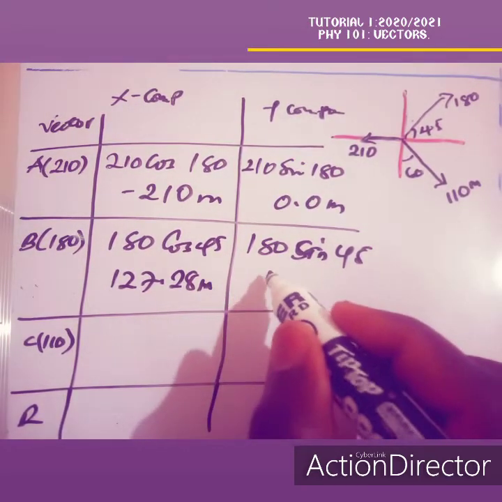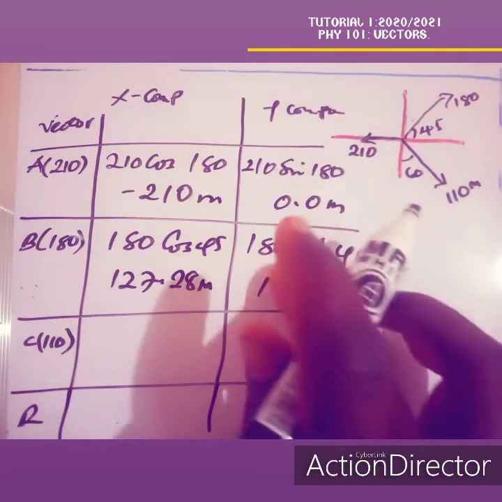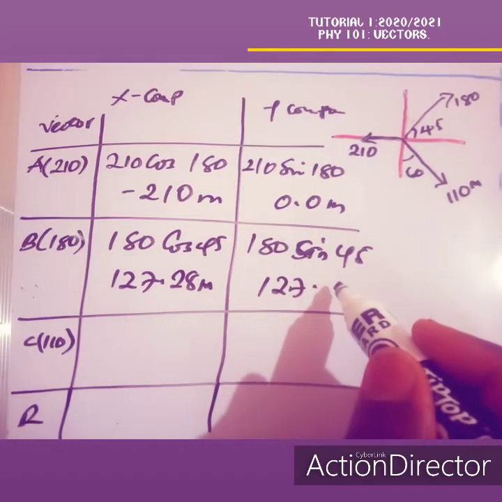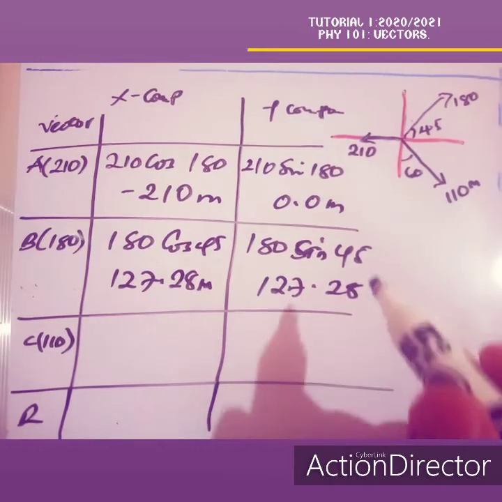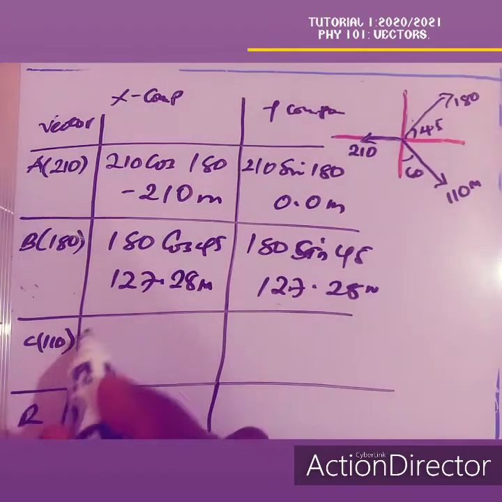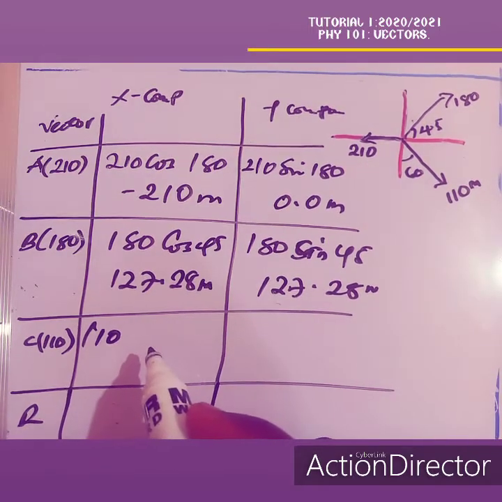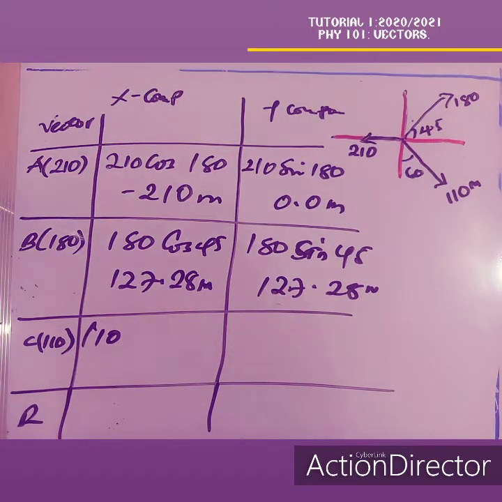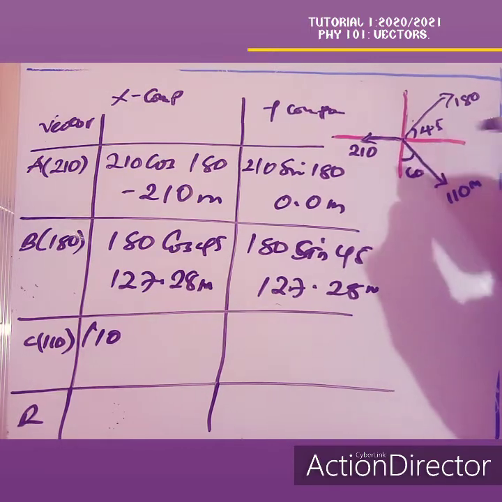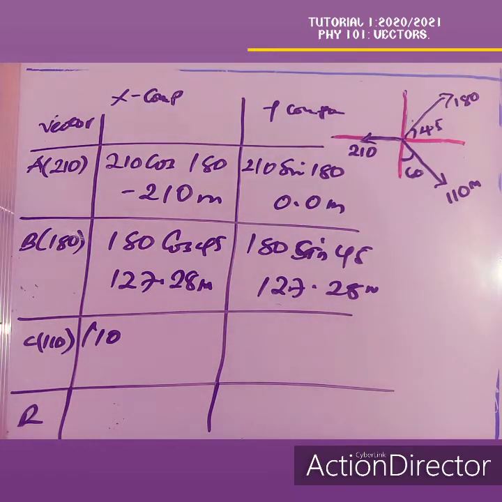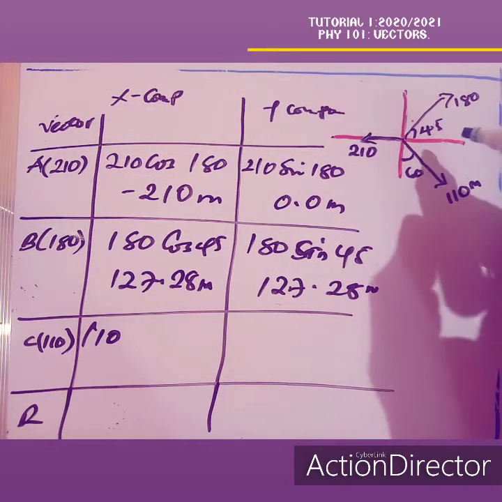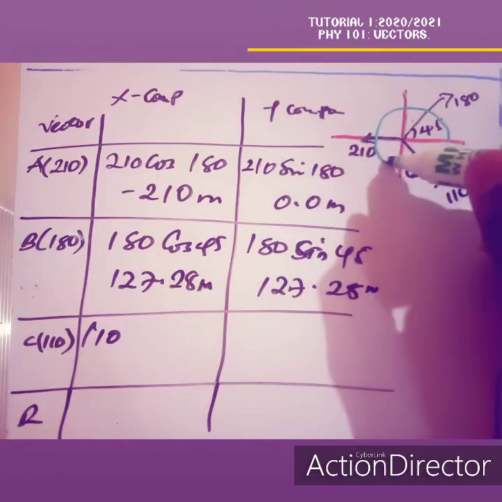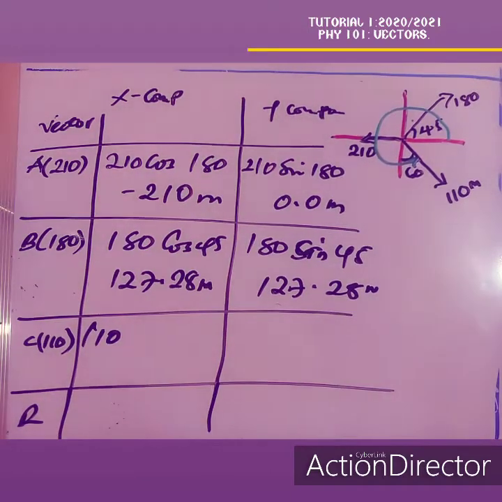So it will give us 127.28 meters. Okay, the other one is 110. So the 110, we'll say, since it is here, now when getting the angles, you get from the positive x-axis. So what that means, you get from this line here, going that way, in an anti-clockwise manner.